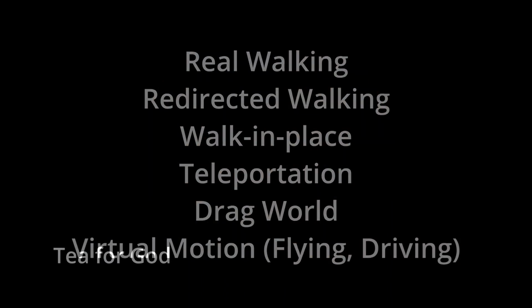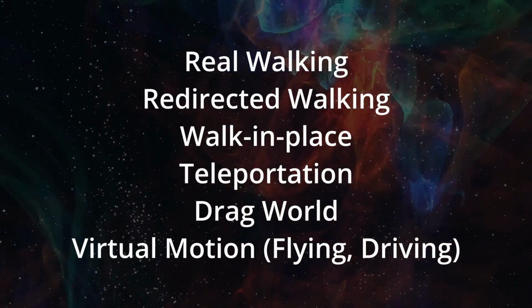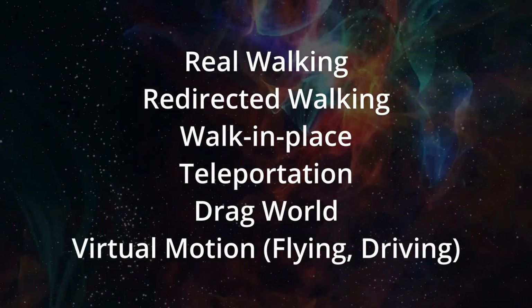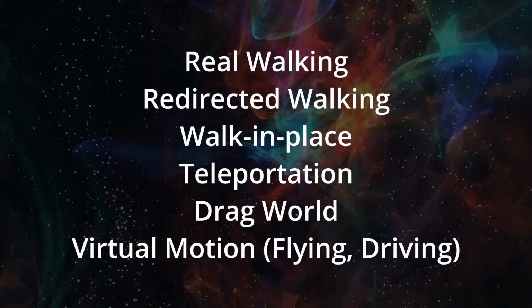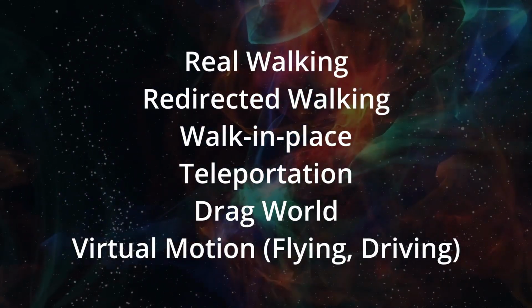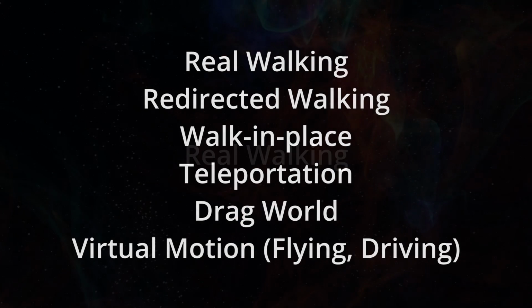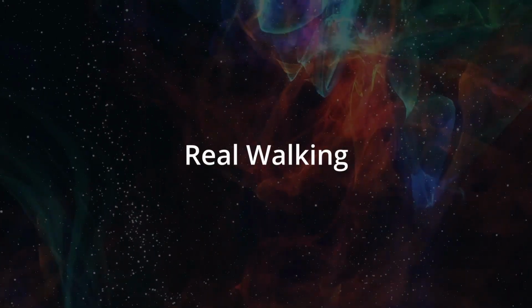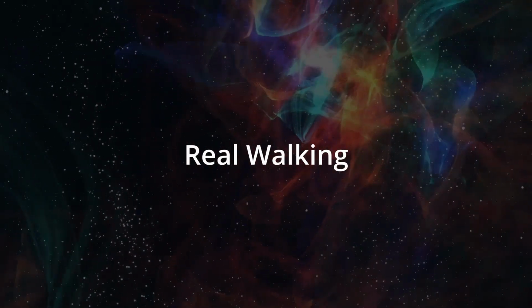Currently, the different types of locomotion include real walking, redirected walking, walking in place, teleportation, dragging the world, and virtual motion such as flying or rolling through the environment. In this video, I'll be diving a little deeper into real walking, so let's go ahead and get started.